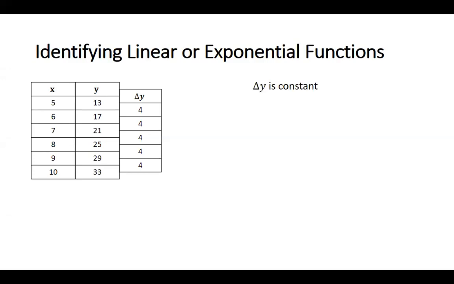So I see that the change in y is constant. If the change in y is constant, then I've got a linear function, and the change is a constant 4. Your rate of change in a linear function is the slope.